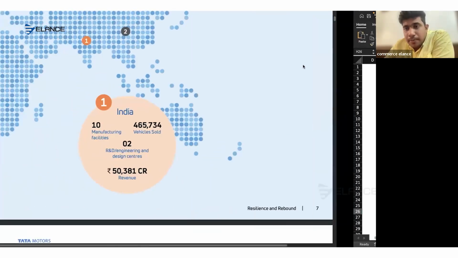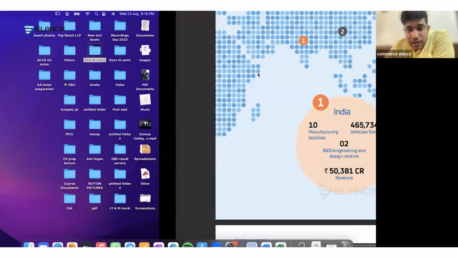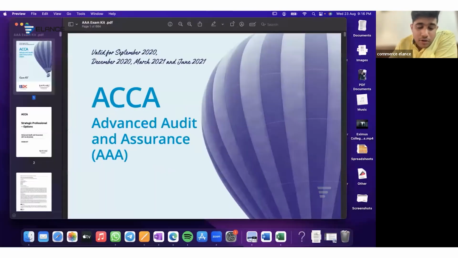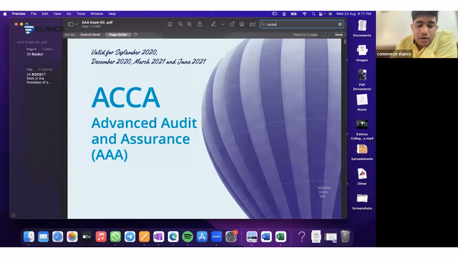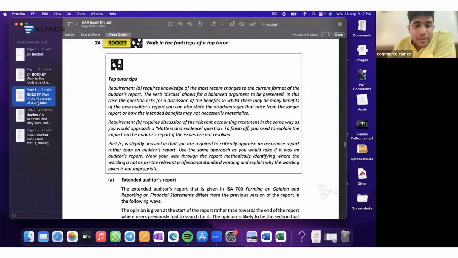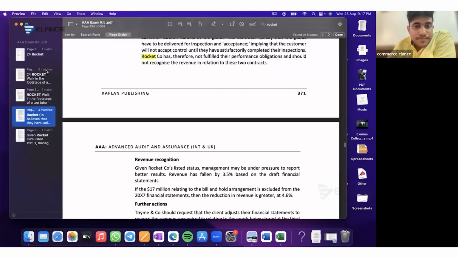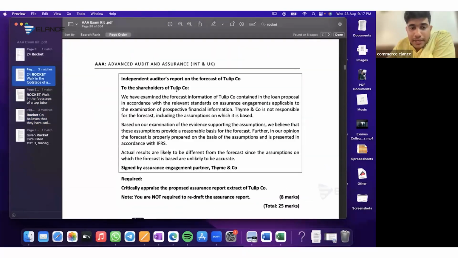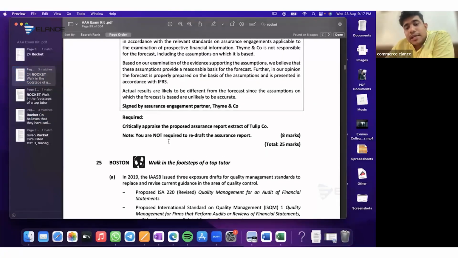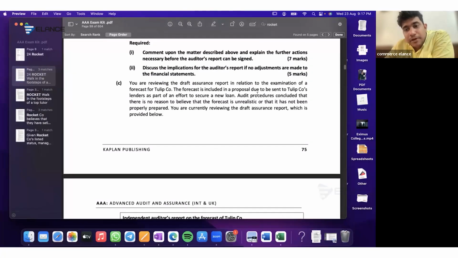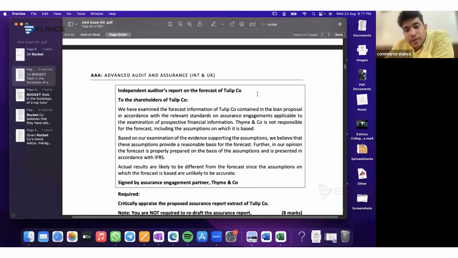Everyone, please do one thing. There's a question in your revision kit. It's not the latest revision kit. In the old revision kit, there's a question called Rocket. Under the question Rocket, there's requirement number C. In requirement C, you have a full-fledged question on PFI engagements. They have asked us to critically appraise a proposed assurance report of Tulip Company. This is actually a PFI report, a full-fledged PFI report.